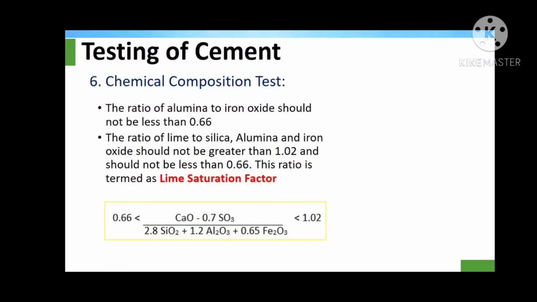6. Chemical composition test. The ratio of alumina to iron oxide should not be less than 0.66. The ratio of lime to silica, alumina and iron oxide should not be greater than 1.02 and should not be less than 0.66. This ratio is termed the lime saturation factor.